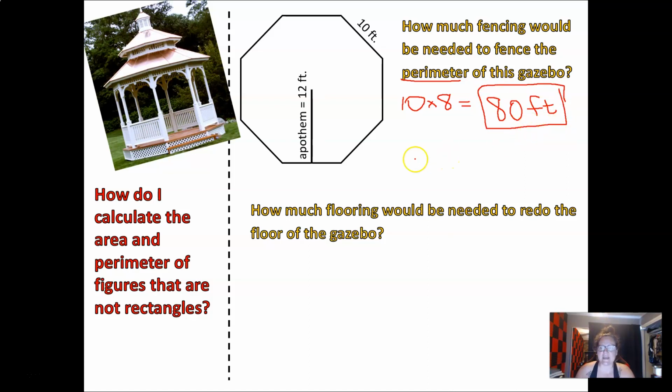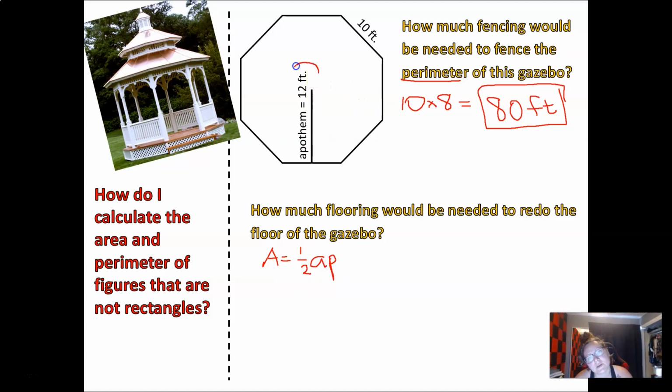Okay. And here, okay, how much flooring would be needed to redo the floor of the gazebo? So flooring is going to be area. And so I need to find the area. Now, this is that regular polygon where area equals 1/2 the apothem times the perimeter.